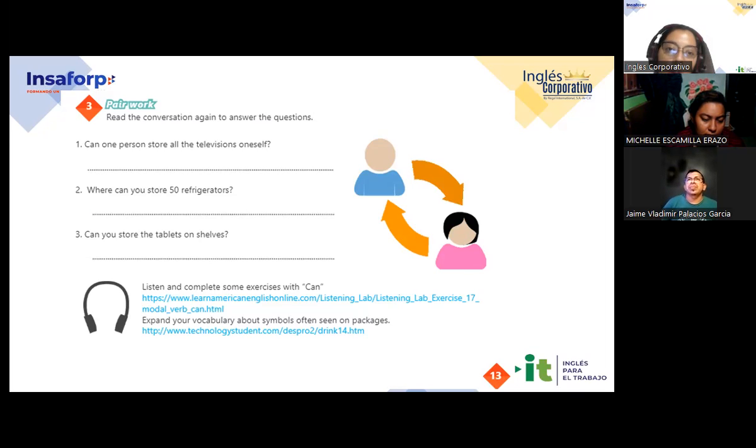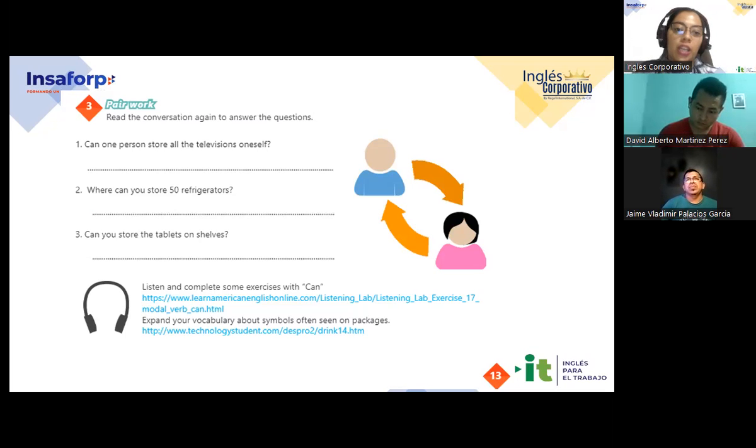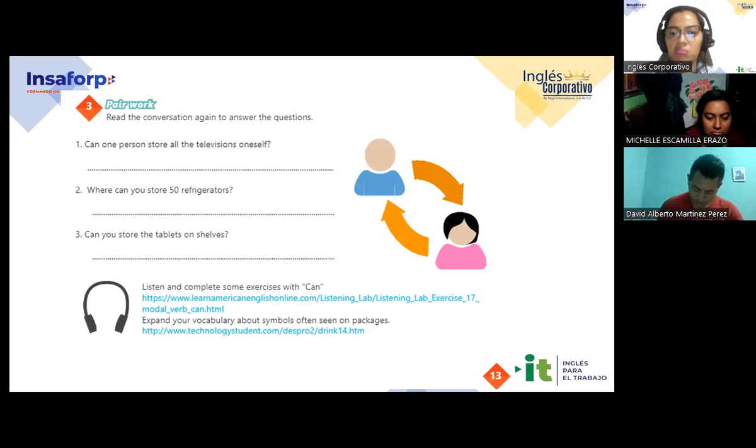Where can you store 50 refrigerators? ¿Dónde tú puedes almacenar 50 refrigerators? ¿Dónde los puedo almacenar? In my house. No me caben todos, antes me cabe uno. El store, teacher. In a store, ajá, in a store. Okay, excellent. A ver, number three, can you store the tablets on the shelves? ¿Puede usted almacenarlas en una repisa? ¿En shelves? Yes, porque son tablets. Yes, it can. Ok, excelente.